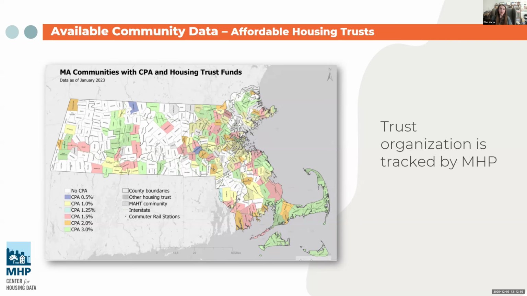So the information that Shelly collects includes what type of trust a community has set up. So whether it's a municipal affordable housing trust, those set up under MGL Chapter 44, Section 55C, which is the majority of housing trusts, or what we call other housing trusts that are set up through other mechanisms, which is a much smaller number of trust communities. So she tracks all of that information. And this is what we've been able to build off of to create our interactive version.